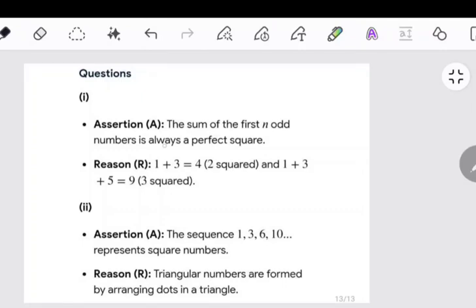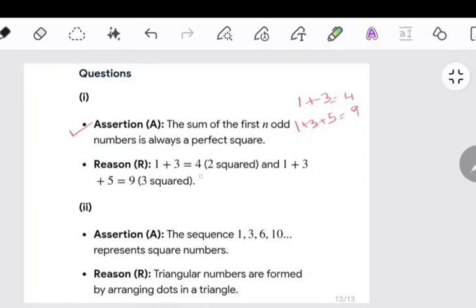Assertion: the sum of first n odd numbers is always a perfect square. Reason: 1 plus 3 equals 4 and 1 plus 3 plus 5 equals 9. Is that statement true? Yes, the assertion is true. You know, 1 equals 1 square. 1 plus 3 equals 4, that is 2 square. Next, 1 plus 3 plus 5, that is 9, which is 3 square. So the assertion is correct.